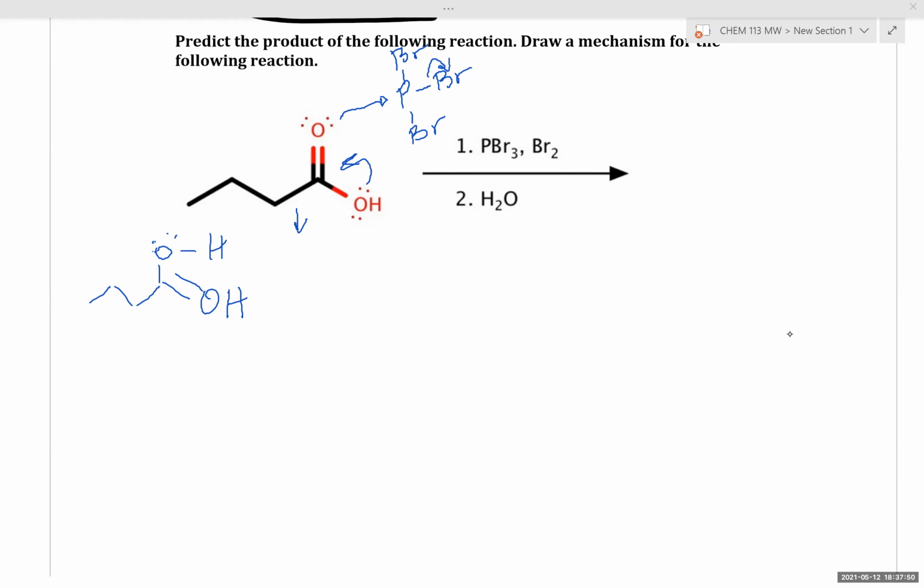From here now, reaction with phosphorus tribromide. Would you be able to draw the phosphorus tribromide adduct? Could you draw the oxygen phosphorus bond and show how we've activated our alcohol as a leaving group?